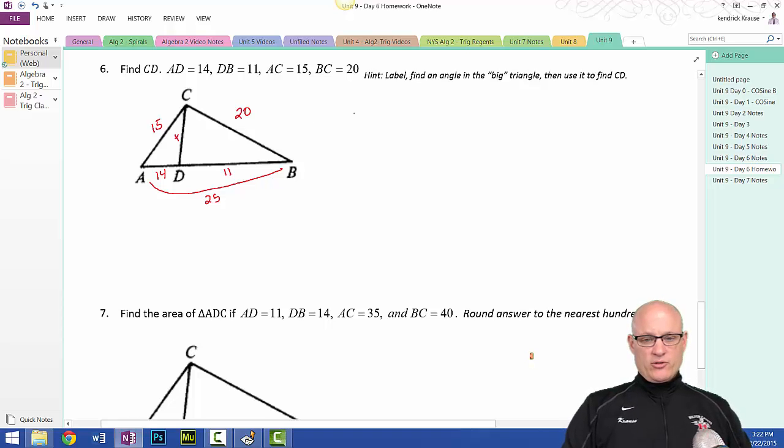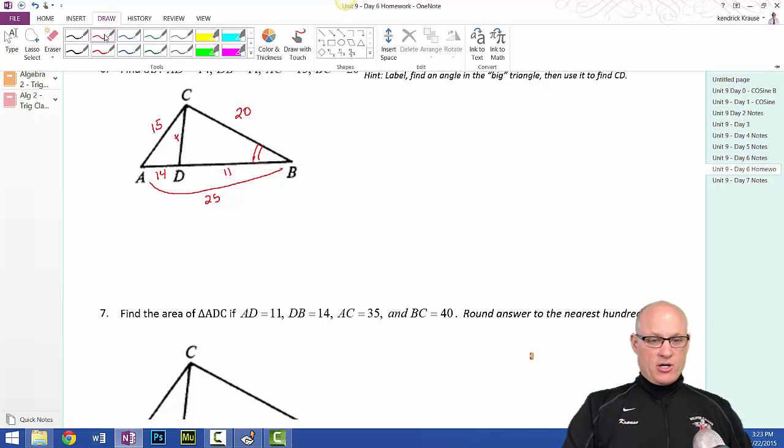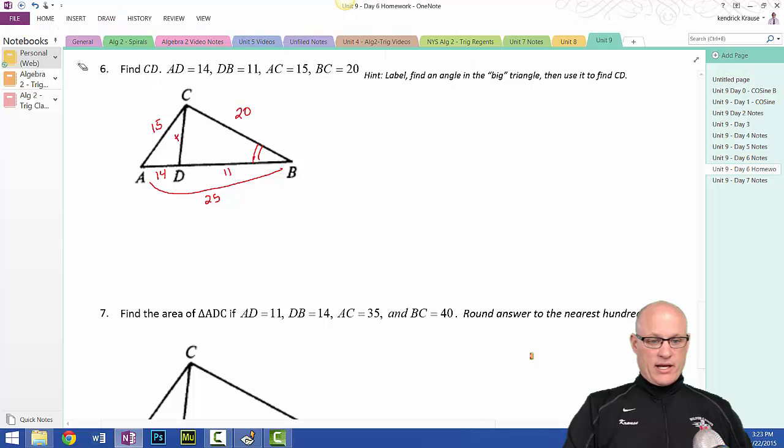So what we're going to do is, like my hint says, find an angle in the large triangle. I'm going to find this one because it's opposite of X. I could have also found A, but I'm going to use this one right here. So I'm not in the small triangle anymore. Let me get rid of that X because we're not going to find that just yet. I'm in this large triangle right here, and I'm going to work in that large triangle.